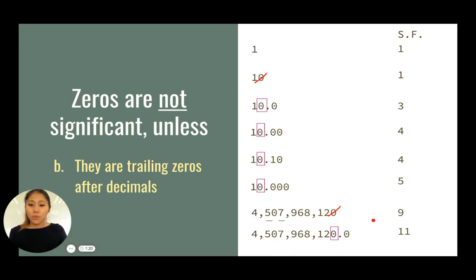And there you go. 3 easy steps to figuring out how many significant figures are in each value.